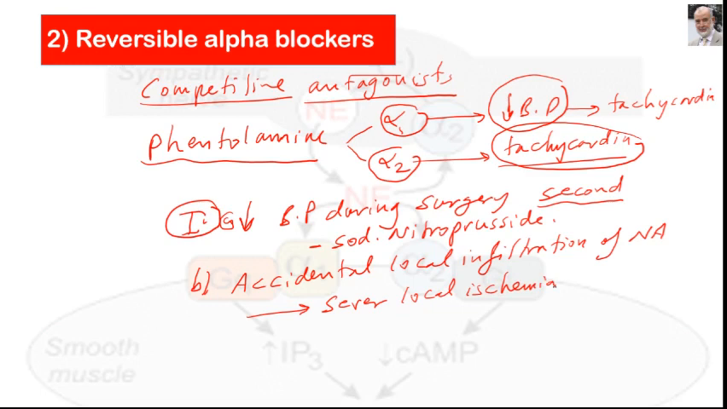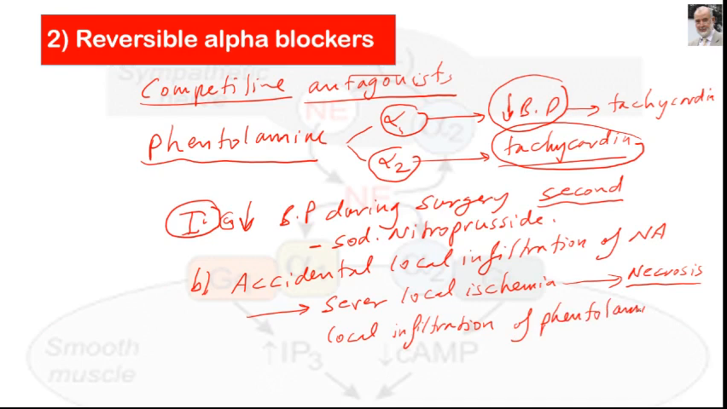And this severe local ischemia will result in necrosis. The tissue will die. This is a very serious condition. So in this case, local infiltration with phentolamine will help, infiltration at the same site, local infiltration of phentolamine. Okay. So these are the main uses of phentolamine.